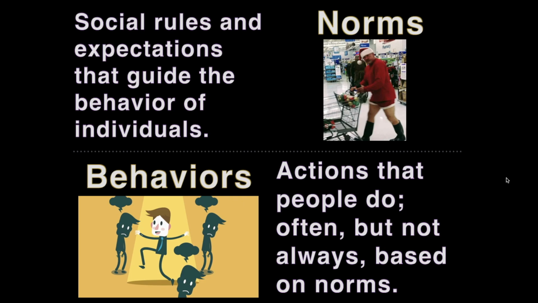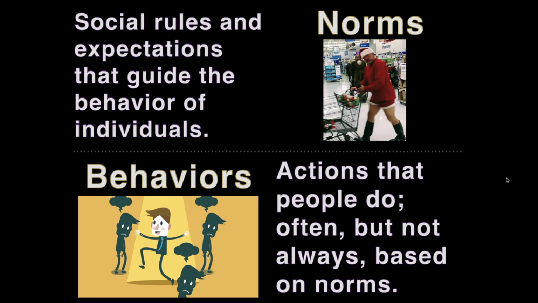So norms, they're these social rules and expectations that guide behavior of individuals. Sometimes they're written down, but mostly they're just unwritten. Like when you go to Subway, the sandwich shop, you don't just go up there and order a number 3 and then they hand you a bunch of food. You know, you have to know the order and what you're supposed to do. You're supposed to go and order your bread, then your proteins, then your vegetables and sauces and oils and whatnot, then your chips and your drink.